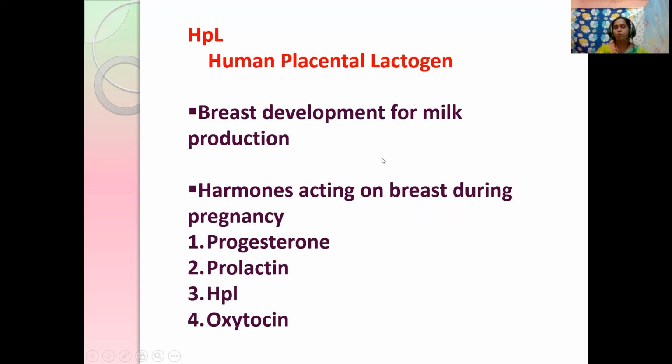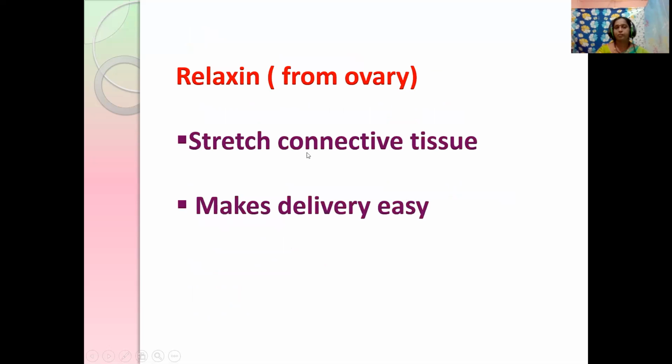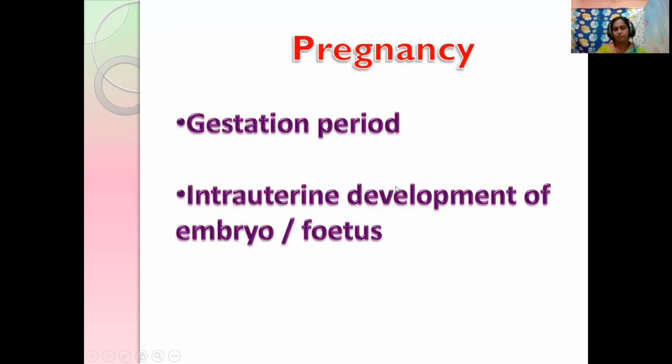This hormone is released for breast development during pregnancy, and also for milk production. What are the hormones acting on the breast during pregnancy? They are progesterone, prolactin, HPL, and oxytocin. Next comes relaxin. This is released from the ovary. It helps to stretch the connective tissue and makes childbirth easy.